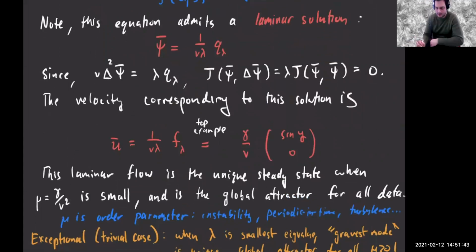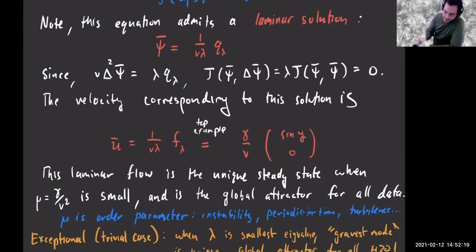Now, as I alluded to, this stationary state is actually the unique stationary state and is globally attracting if this parameter mu, which in this problem is the strength of the force gamma divided by the viscosity squared, is small. That could happen when the viscosity is very large, for example, or gamma is small. Then this fixed point is the unique global attractor. So it attracts all orbits.